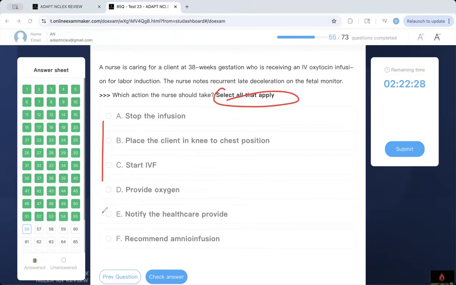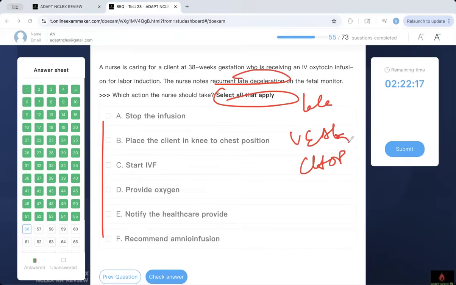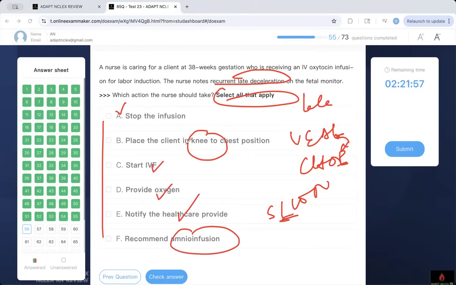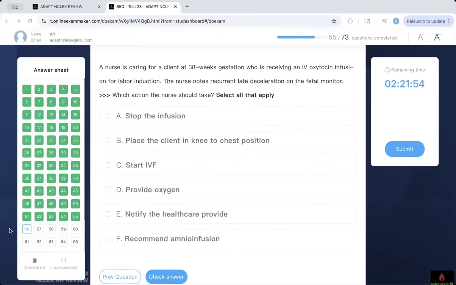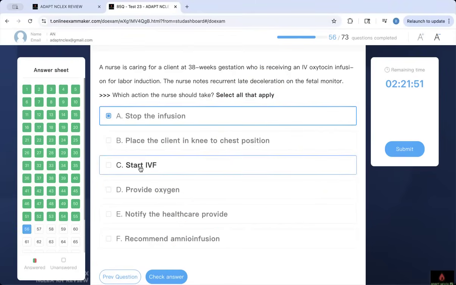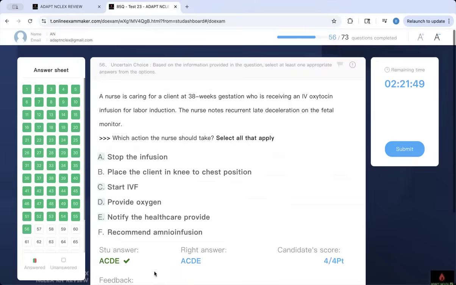Select or apply. It means don't over-select. What is the problem? Keyword, late deceleration. I say late deceleration, and I write my verb chop. And I see late, I say, oh, placenta insufficiency. That means I got to improve blood flow. And then I roll S lion. That means I got to stop my pitocin. I got to put lateral position, knee to chest. I need IV fluid. I need oxygen. I need the health care provider. No amnioinfusion. Amnioinfusion is for when I have variable deceleration. Therefore, stop the infusion, IV fluid, oxygen, health care provider. That's my right answer.